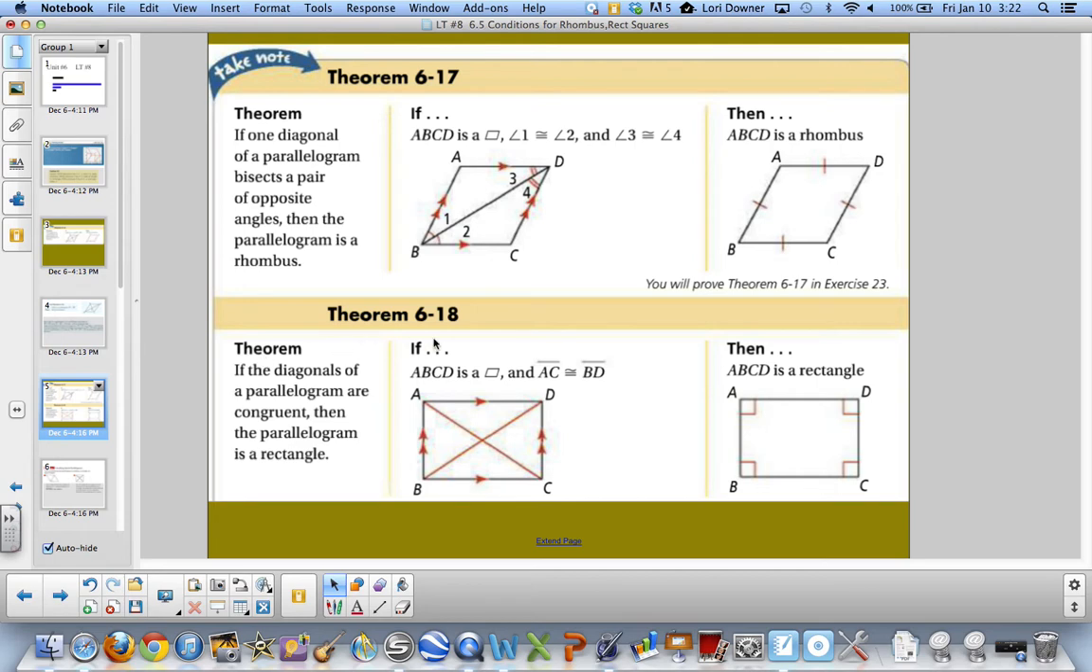Theorem 6-18 says if the diagonals of a parallelogram are congruent, then the parallelogram is a rectangle. So if you see that AC is congruent to BD, then you know you have a rectangle. Pause the movie, add this to your purple sheets both on the front and on the inside, then press play when you're finished.